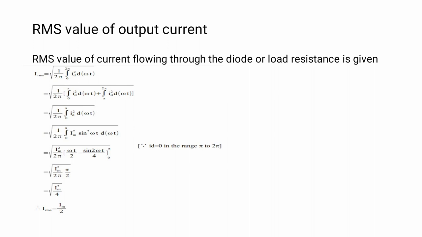Similarly, we also have the RMS value of the output voltage, V equal to IR. So V_RMS equal to I_RMS into R_L, and we get the RMS value of voltage also.